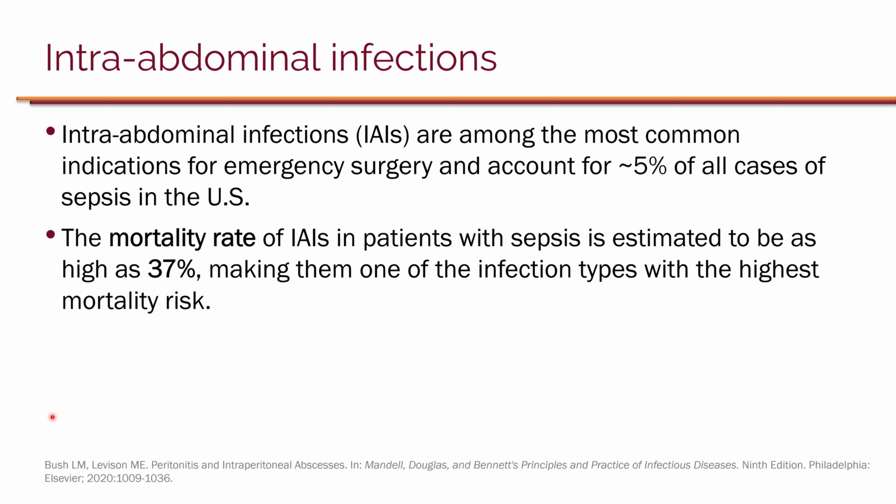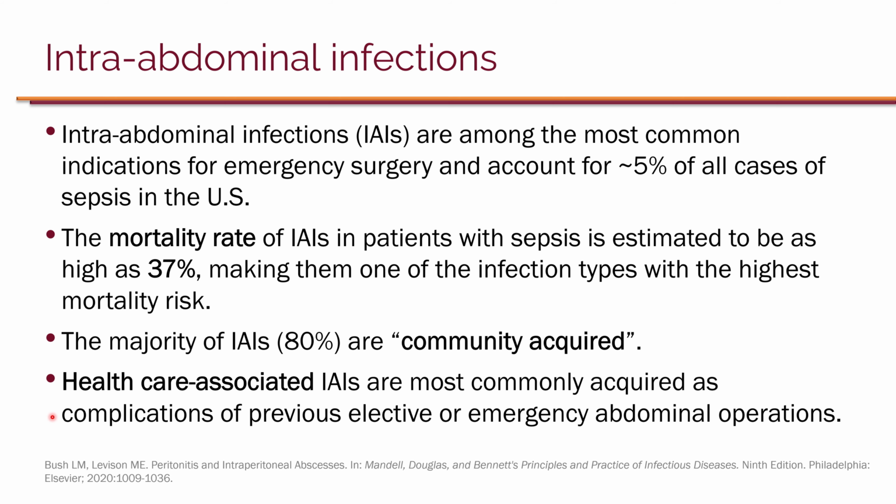Intra-abdominal infections are among the most common indications for emergency surgery and account for about 5% of all cases of sepsis in the United States. So unfortunately, people can die from intra-abdominal infections. The mortality rate of intra-abdominal infections in patients with sepsis is estimated to be as high as 37%, making them one of the infection types with the highest mortality risk.